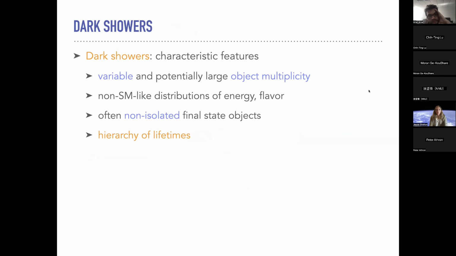So dark showers, the signature that we're going to focus on, have a lot of characteristic features. They have a variable object multiplicity per event. You don't always get the same number of hadrons out. This object multiplicity can potentially be large, but not always. The distribution of energy, particles, and the number of various standard model flavors produced in the final state is very much non-standard model-like. So you get distributions of energy flow within jets and standard model particle multiplicities that reflect the fact that some evolution went through non-standard model states. The final state objects are very often not isolated, which complicates reconstruction. And one point that's going to be quite important, we'll come back to this later, is that given this set of dark hadrons that are produced, they generically have a hierarchy of proper lifetimes.